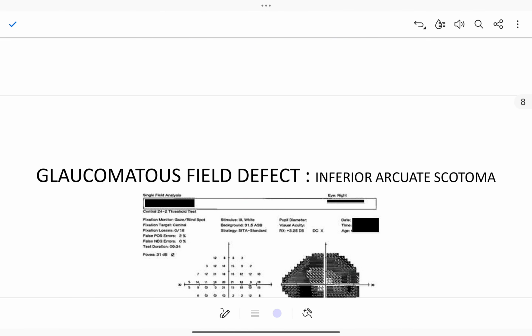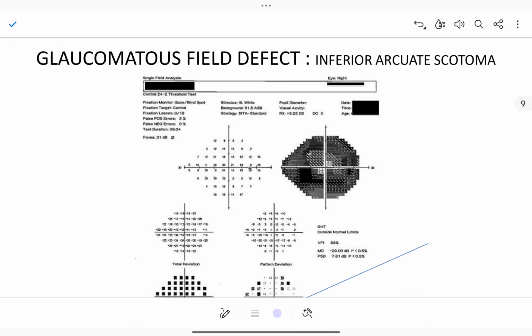So this is tonopen. This is glaucomatous field defect, inferior arcuate scotoma. What is glaucomatous field defect? Glaucomatous field defects are characteristic patterns of vision loss detected on visual field tests, caused by damage to the optic nerve from glaucoma. These defects follow retinal nerve fiber bundle pathways, often starting subtly and progressing to significant blind spots.